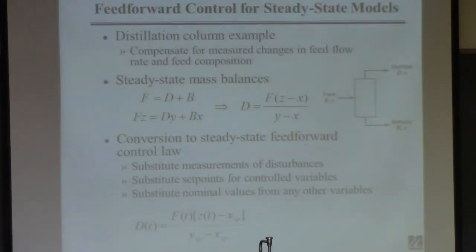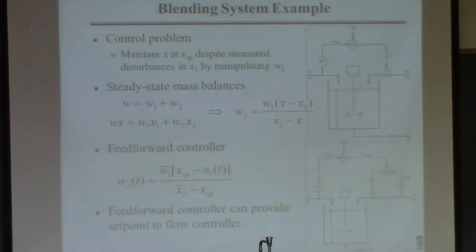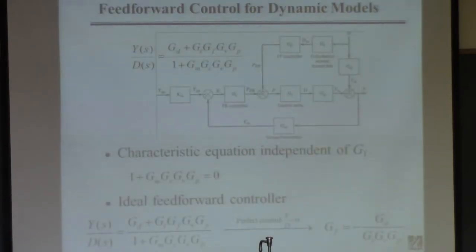We talked about how to design controllers based on steady state models, which is unusual, because when we talked about feedback control we never talked about steady state models. But it's not uncommon when we do feed-forward control to use a steady state instead of a dynamic model. The reasoning is that the feedback controller will take care of all the dynamics, so the feed-forward controller can be based just on steady state considerations. I went through a couple of examples here. This one was a column. This was a blending system, to show you how you just do steady state mass balances, then convert that into a simple feed-forward control law.